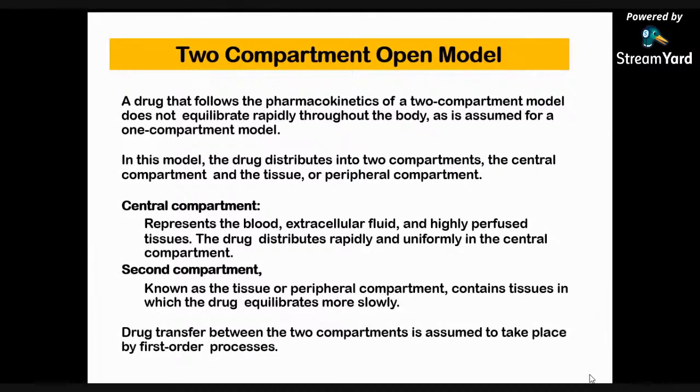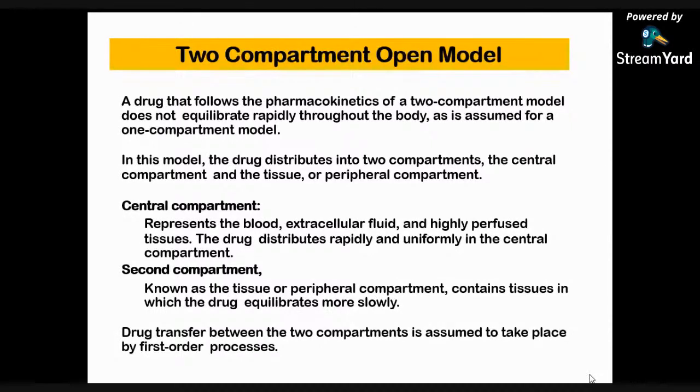In this model, the drug distributes into two compartments: the central compartment and the tissue or peripheral compartment. The central compartment represents the blood, extracellular fluids, and highly perfused tissues. The drug distributes rapidly and uniformly in the central compartment.